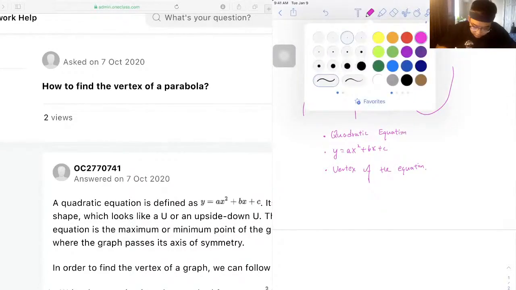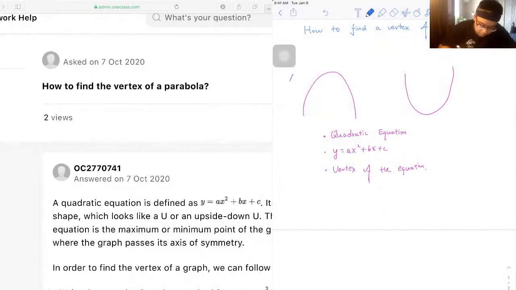Right. So let's call it graph A and graph B. So in graph A, the vertex will be the maximum because all other points are below it, and for graph B, the vertex will be at the minimum point. As you can see, all other points go above it.